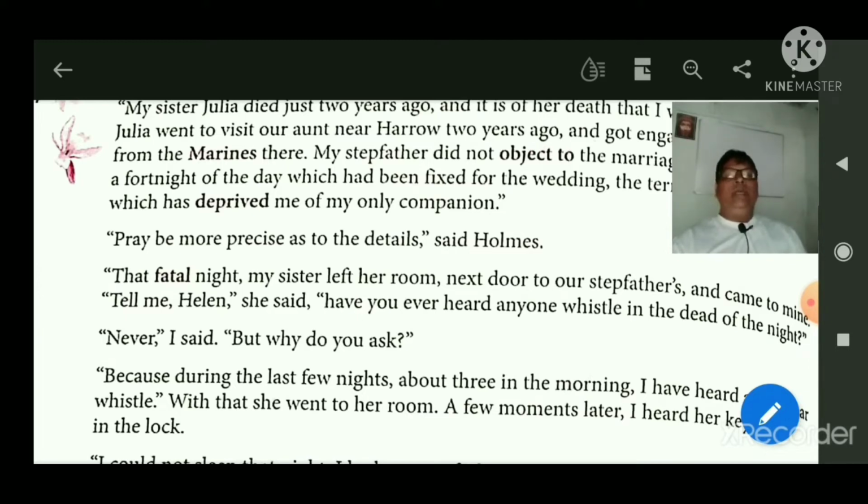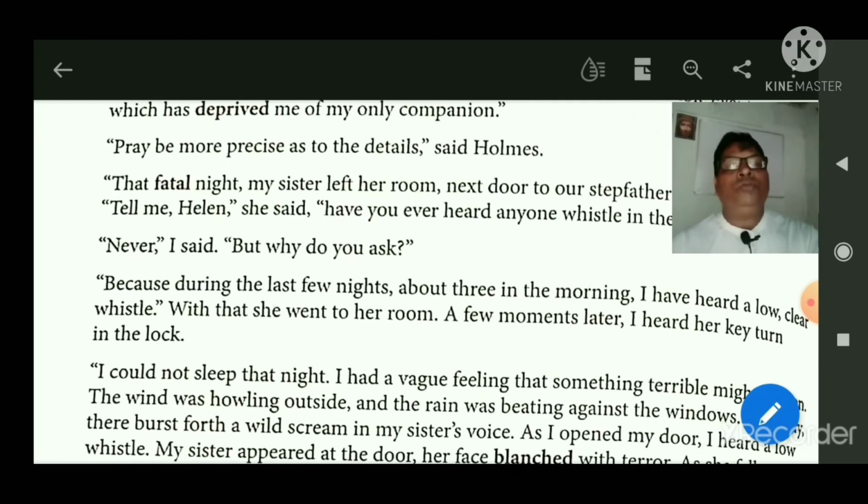all this story. That fatal night, that deadly night, my sister left her room next door, our stepfather's, and came to mine. Tell me, Helen, have you ever heard anyone whistle in the dead of the night? Julia came and asked Helen whether she had ever heard anyone whistle in the dead of the night. And Helen replied that never. She said never. But why do you ask? Helen is asking her sister.